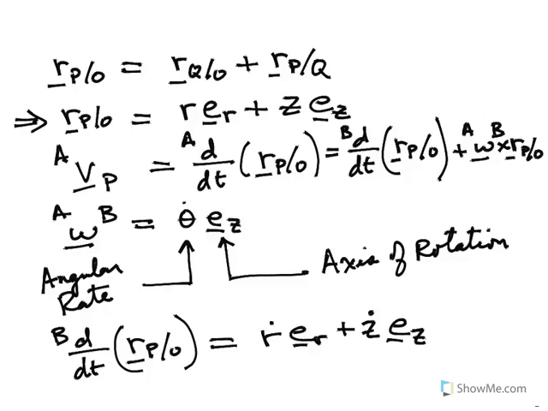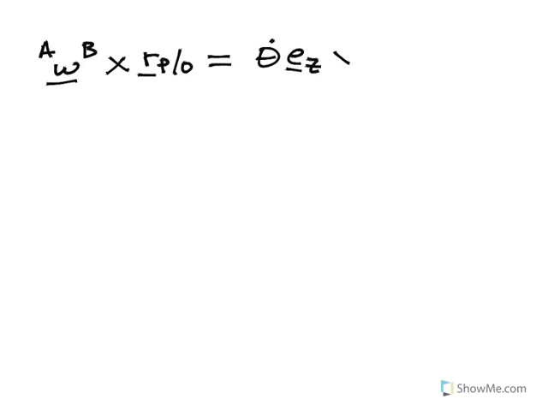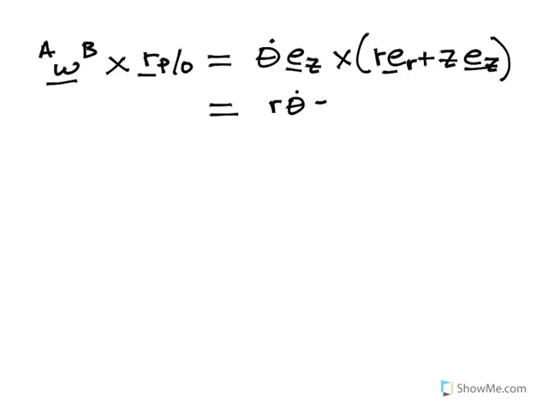Now what about the second term? The second term becomes the angular velocity of B in A crossed with the position of P relative to O. What do I get there? I get theta dot EZ, which is the angular velocity I just constructed, crossed with R ER plus Z EZ, which is equal to R theta dot E theta, because the second term is 0.